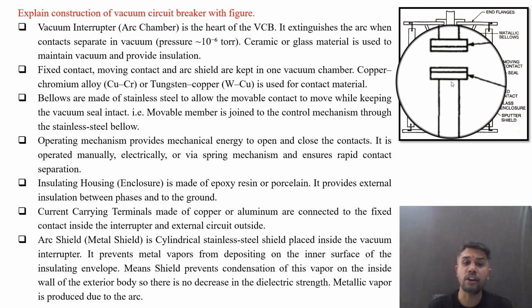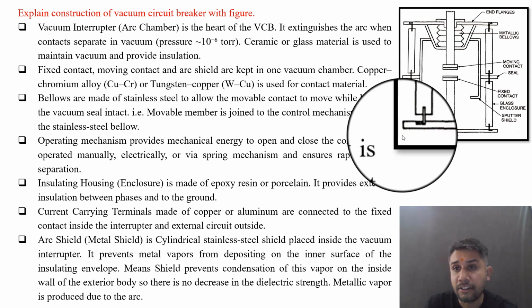Current carrying terminals made of copper or aluminum are connected to the fixed contact inside the interrupter and external circuit outside. Arc shield, that is metal shield, is a cylindrical stainless steel shield placed inside the vacuum interrupter. It prevents metal vapors from depositing on the inner surface of the insulating envelope. Means shield prevents condensation of this vapor on the inside wall of the exterior body, so there is no decrease in the dielectric strength. Metallic vapor is produced due to the arc when the contacts are separated.